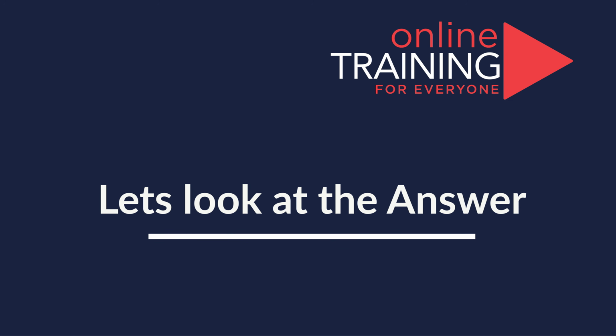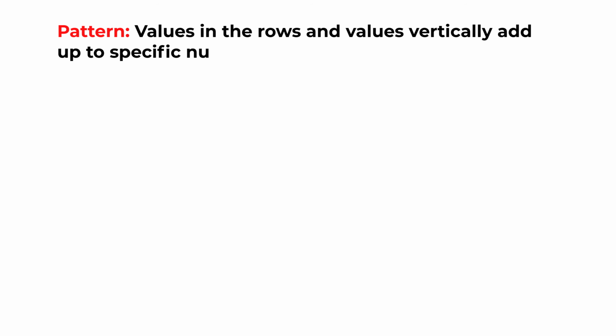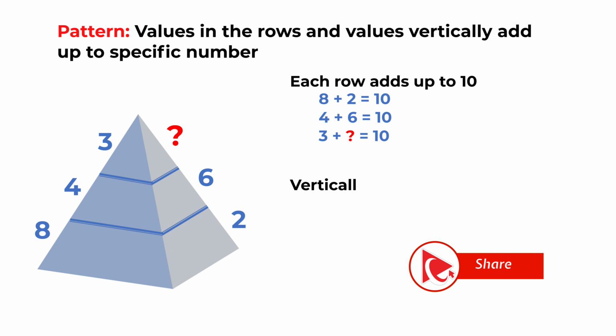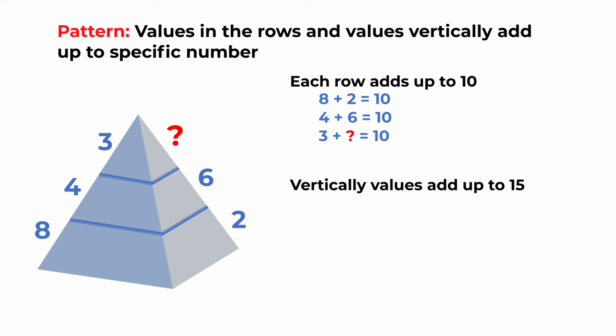As you might have figured out, the key to solve these types of challenges is always look for patterns. And if you look closely, each row adds up to 10. And vertically, values also add up to 15. So the correct answer here is choice C, 7.